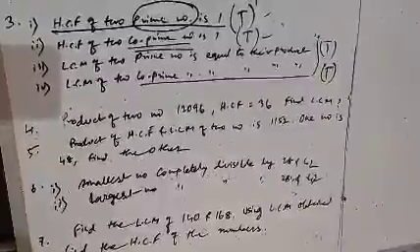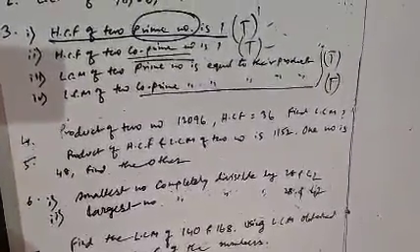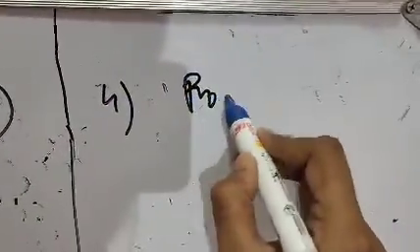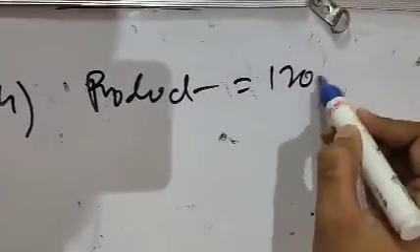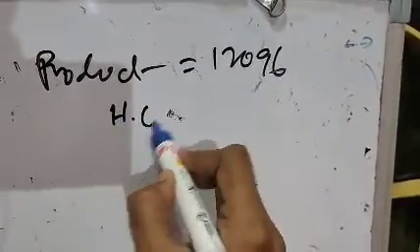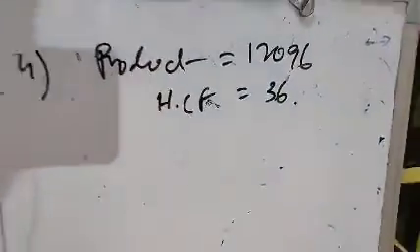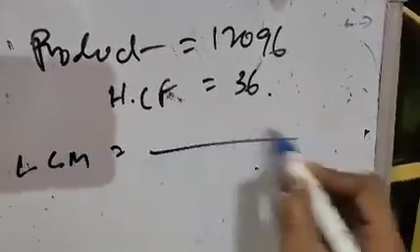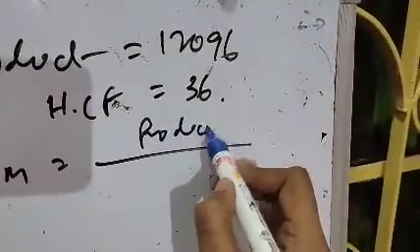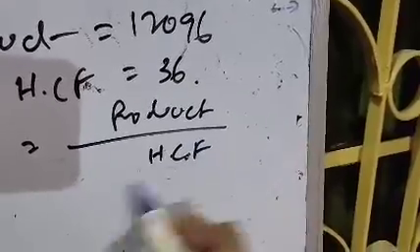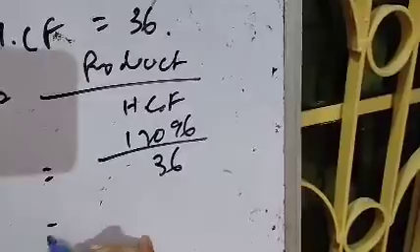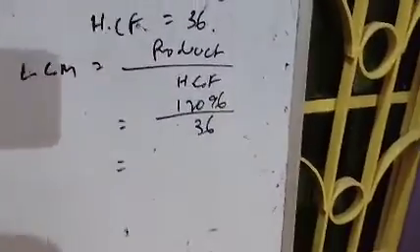Product of two numbers is 12096. HCF is 36. Find the LCM. Clear? Product equals 12096, HCF is given as 36, so we have to find the LCM. Now LCM equals, by the formula, product divided by HCF. The product is given as 12096 and the HCF is 36. We just have to divide to find the LCM.